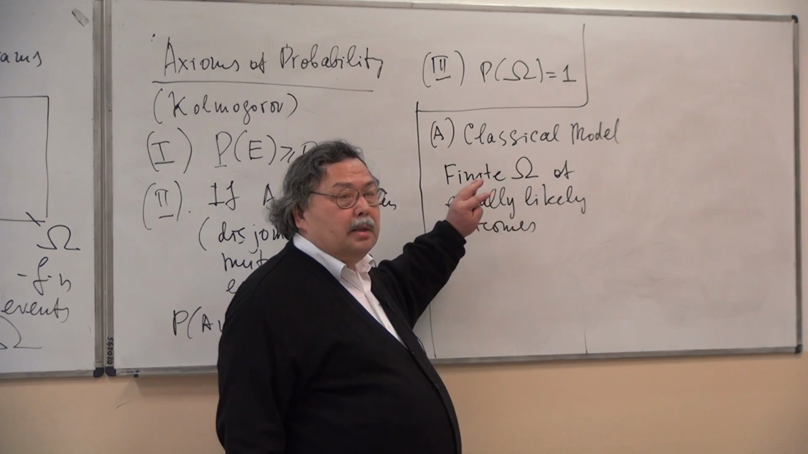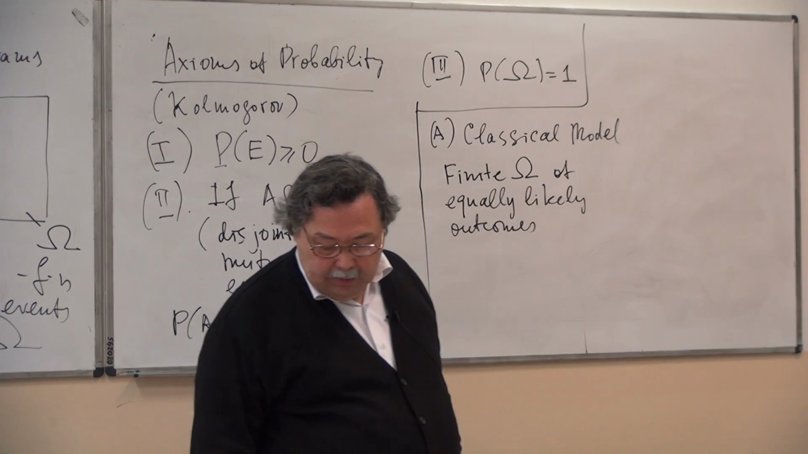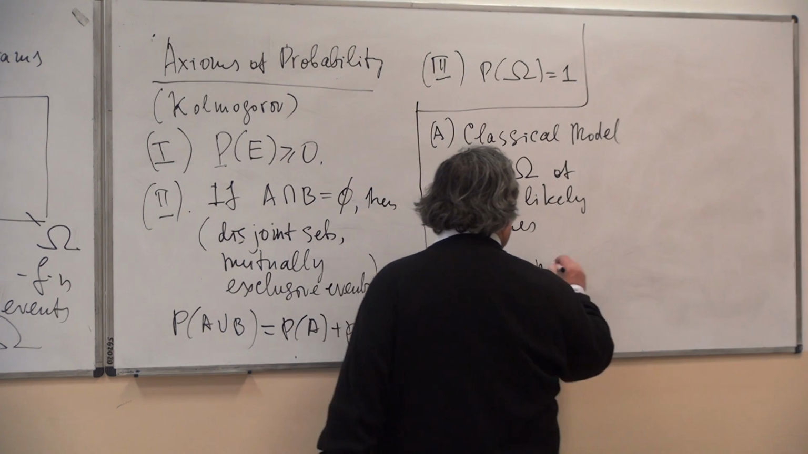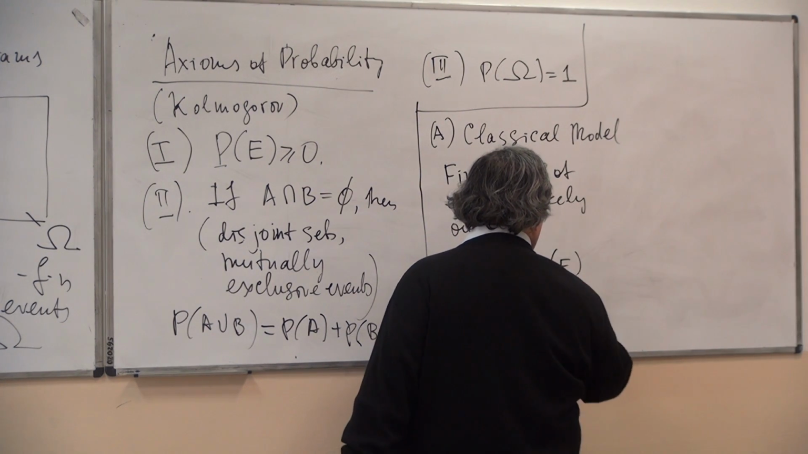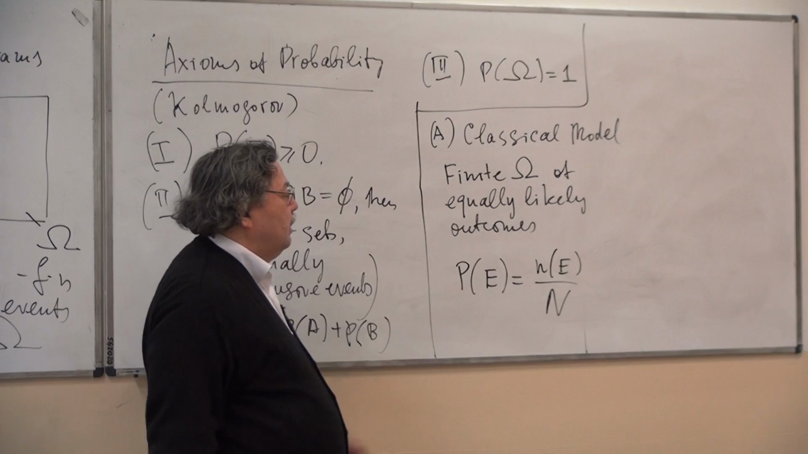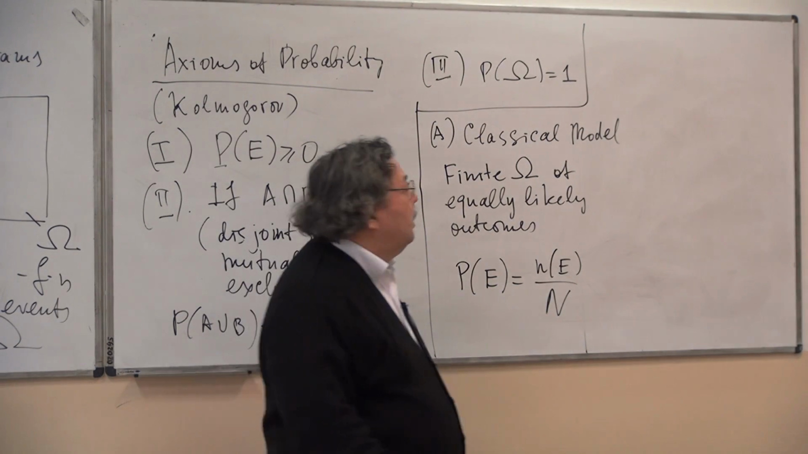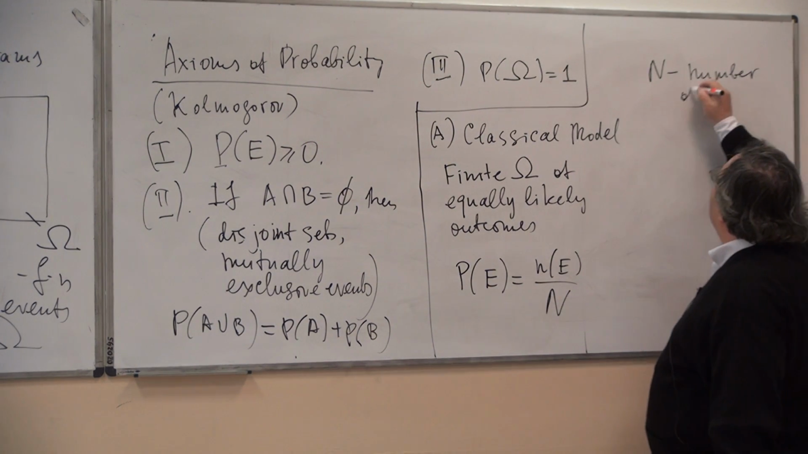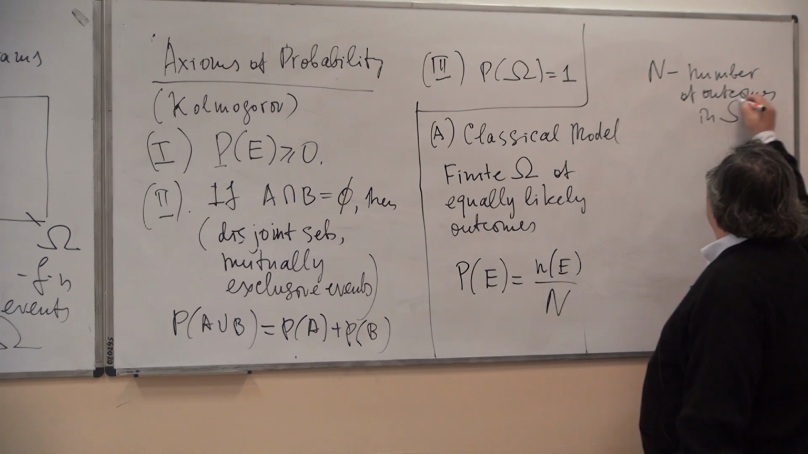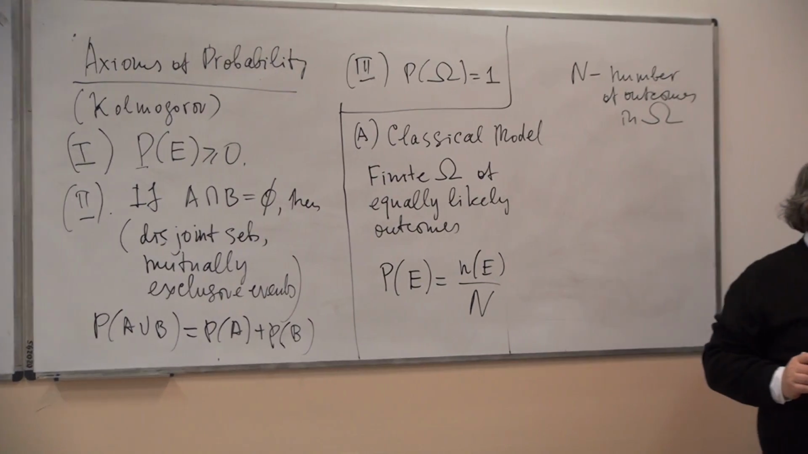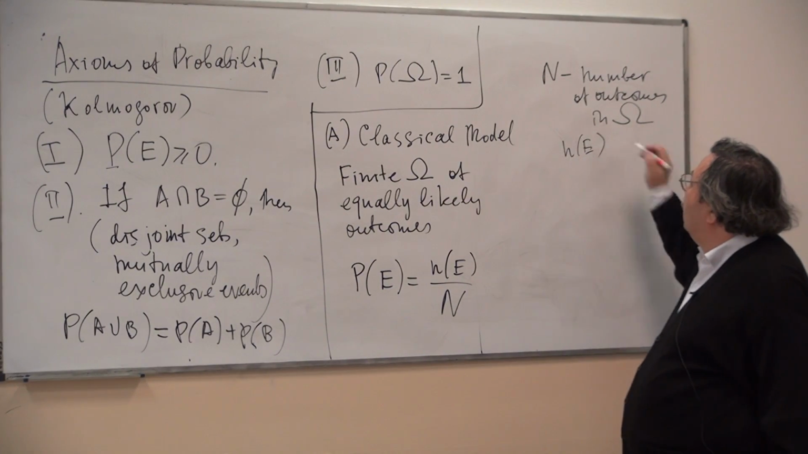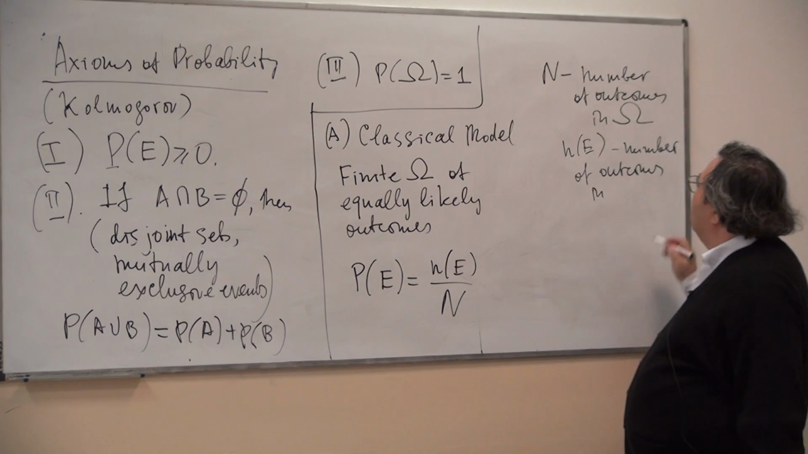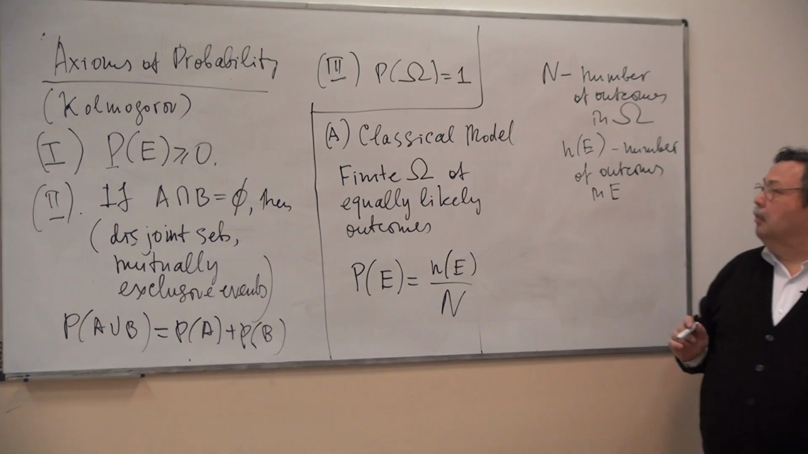Okay, now let's assume that these two conditions are satisfied. Then the probability of any event E is defined as this quotient. Okay? N small of E divided by N capital. And here N capital is the number of outcomes in omega. That is the total number of possible outcomes in this experiment. And this is the number of outcomes in E. Okay?